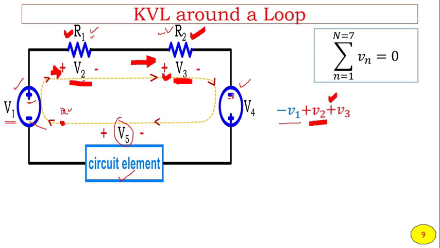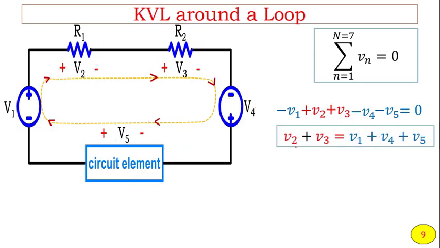For the fourth element, we have V4 with negative sign, hence minus V4. And for the last element, we have V5 with negative sign. So we get minus V5. Hence, according to KVL, this sum should be 0. So overall, we will get this equation. Now, rearranging the terms, we get V2 plus V3 is equal to V1 plus V4 plus V5.